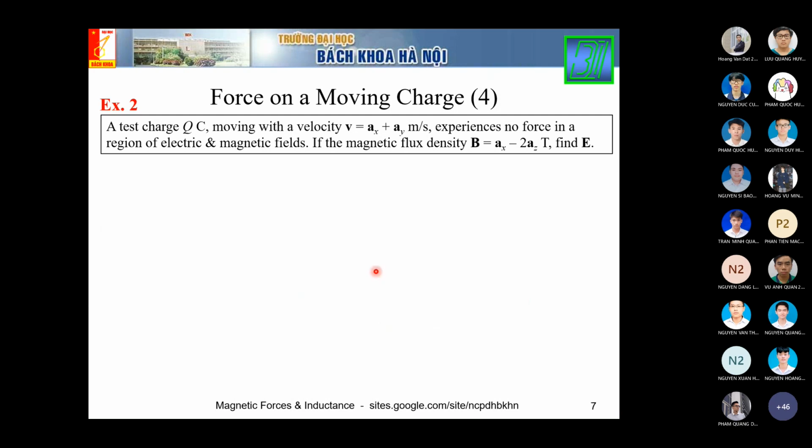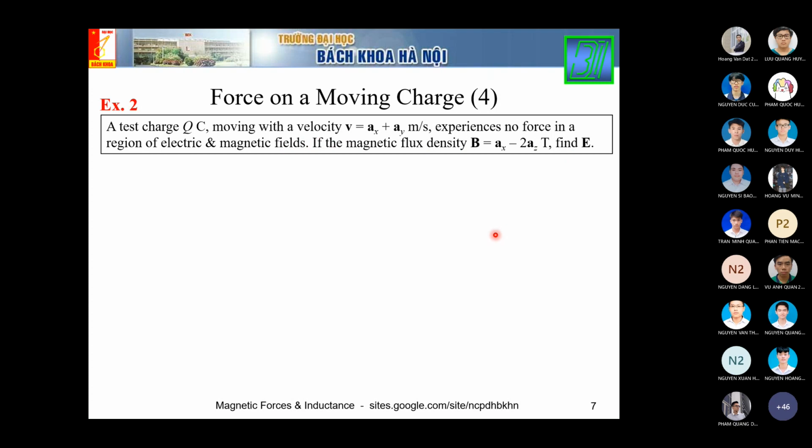All right, the second one. This one was a question in the final examination several years ago, and now we're trying to do this. We have here once again a moving charge, and this moving charge experiences no force in a region of both electric fields and magnetic fields. If the magnetic flux density is B, then we have to find E.